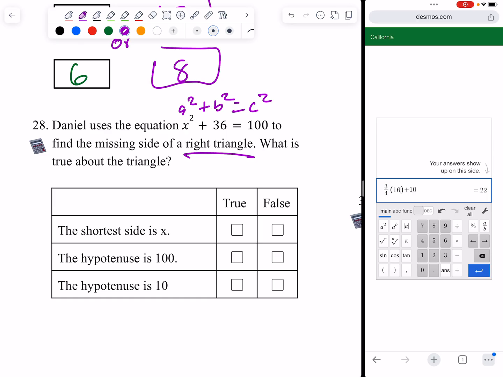I could see it. What's true about the triangle? The shortest side is x. The hypotenuse is 100. The hypotenuse is 10. So if they told me that the hypotenuse is two numbers, it's probably one correct. So that's a 50-50, right? Like one of those has to be correct.